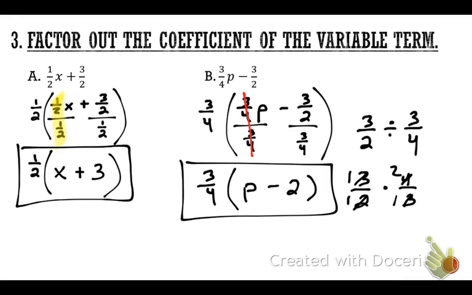Now, if you wanted to check your work once again, you can multiply these, and hopefully, if you get that, then you know you did your work correctly. Okay, so that is how you factor out a fraction.